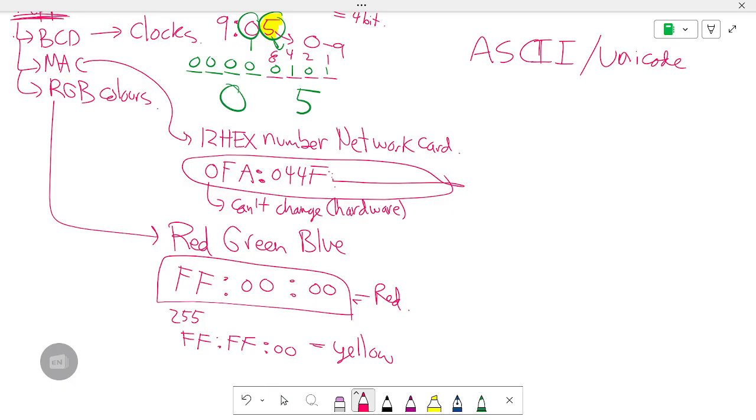Who can tell me what is ASCII and Unicode? This is the application of number systems. Ched, what is ASCII? This is on the call sheet. Can you look at your paper 1 test, the practice 1?